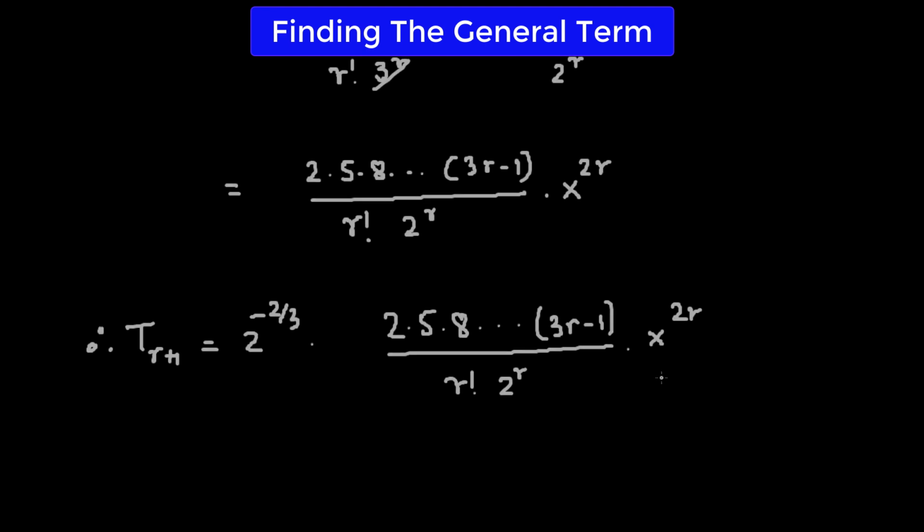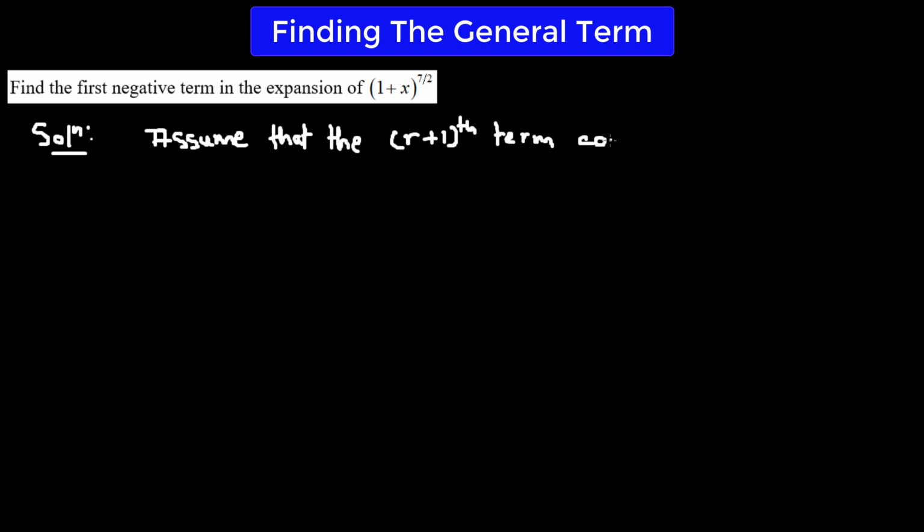Let's do another one. In this particular question, we have to find the first negative term in the expansion of (1 + x)^(7/2). So we begin by assuming that the (r+1)th term contains the first negative term.